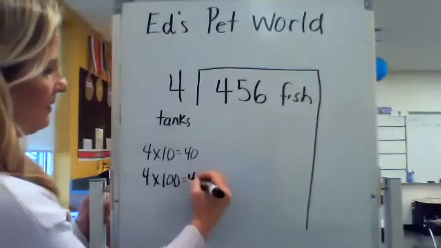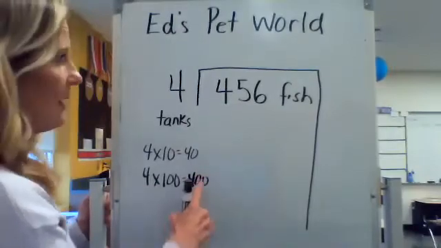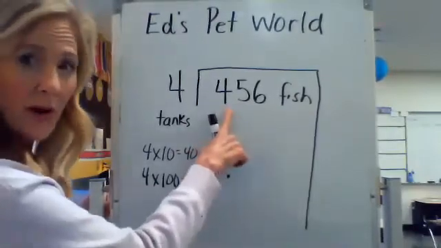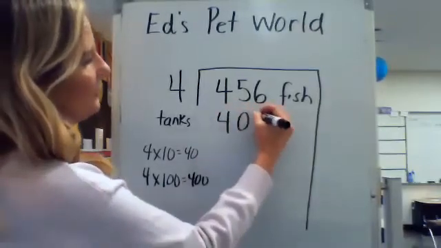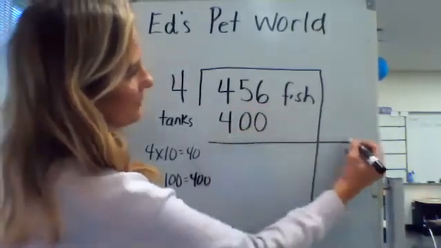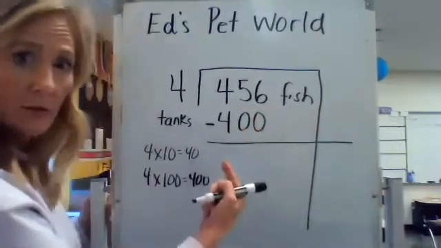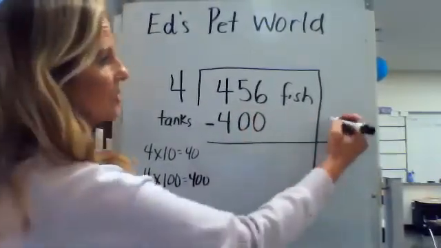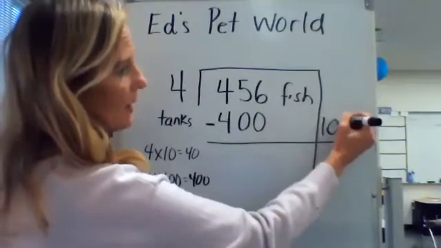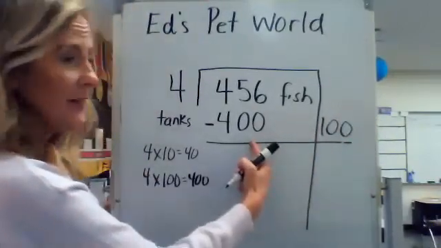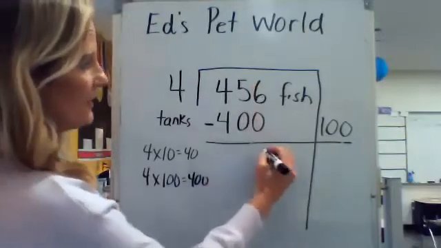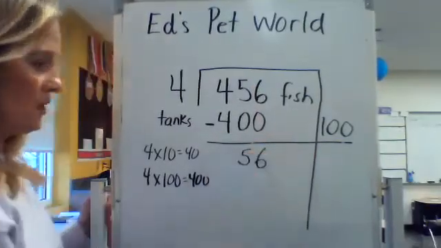4 times 100, ooh, 400, I like that. Because it's very close to the total amount I want to use up. So if I put 100 fish in each tank, I would be able to take out 400 of those fish. Out here, I'm going to tell you how many I put in each tank to get rid of the 400, right? How many do I have left? I've got 56 fish left.